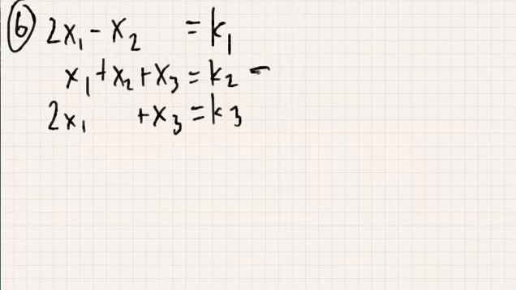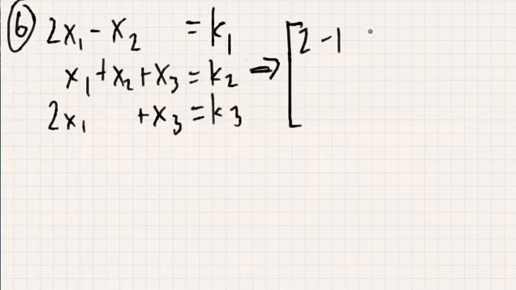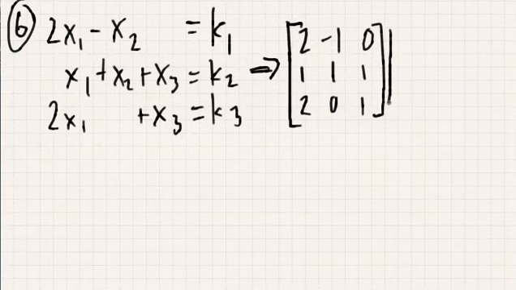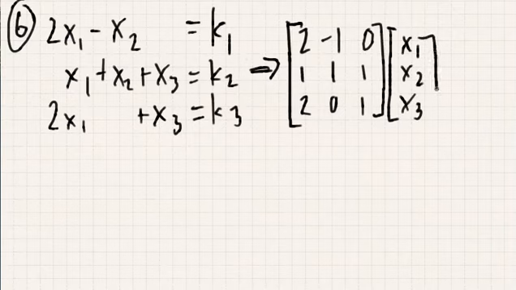Now this corresponds to the matrix equation. First I get the coefficient matrix by looking at the coefficients on my unknowns. 2, -1, 0, 1, 1, 1, and 2, 0, 1. And I'm multiplying that against the unknown matrix, x1, x2, x3. But here I'm also not given what the values on the right are.